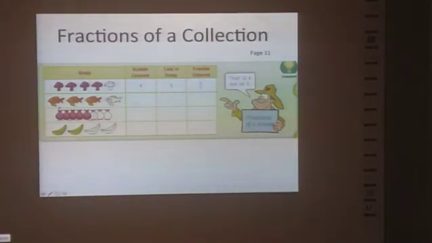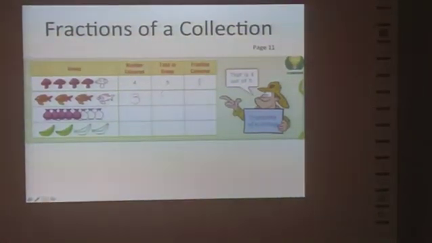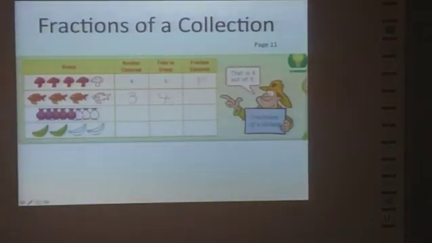Let's try one together now. 1, 2, 3 have been coloured in. I'm going to write 3 just here. Now how many altogether in group? 1, 2, 3, 4. I need to write 4 in this box. Now to write my fraction, the 3 goes at the top. You do a line just like this, and then the 4 goes underneath. And that means 3 out of 4 fish have been coloured in. You'll practice the same thing here.